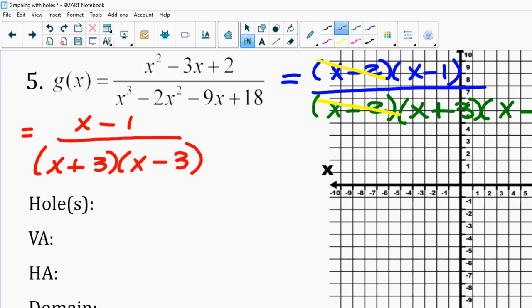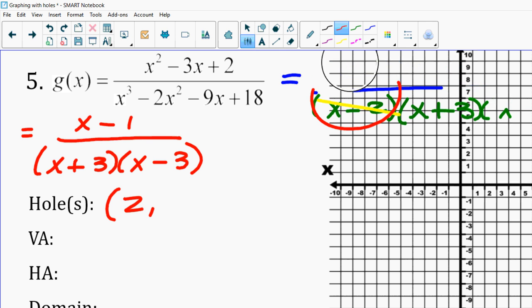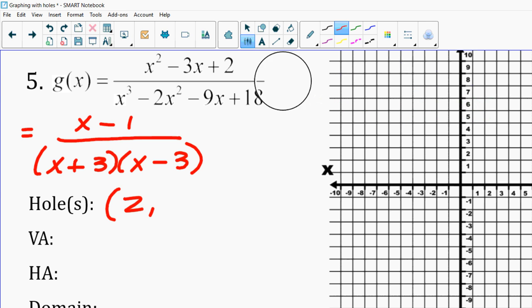Where is my hole? What is the x value of my hole? What is the x value that makes that equal to 0? 2. So 2 is the x value of my hole. Yes, it is possible to have multiple holes. I don't think we're going to have multiple holes here, but it is possible.